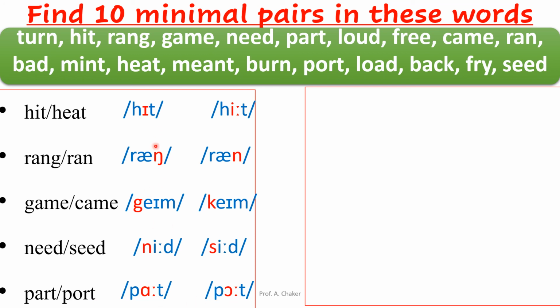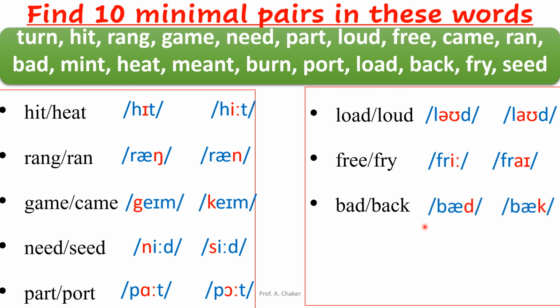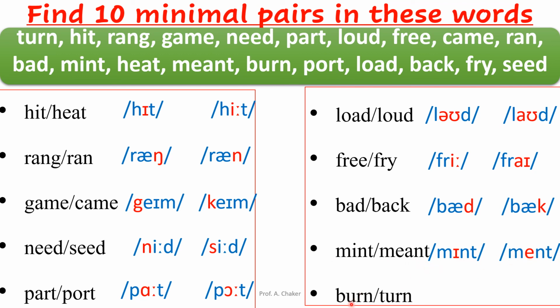So all these are minimal pairs. Load, loud. O, ow. Free, fry. E, I. Bad, back. D, k. You see? They are word final, in the end. Mint, meant. So E and A. Burn, turn. B and T. Okay?